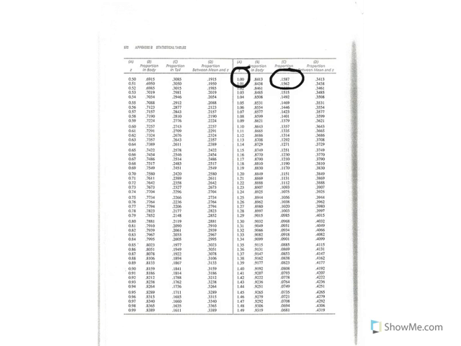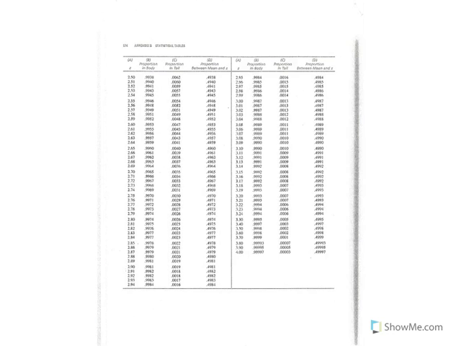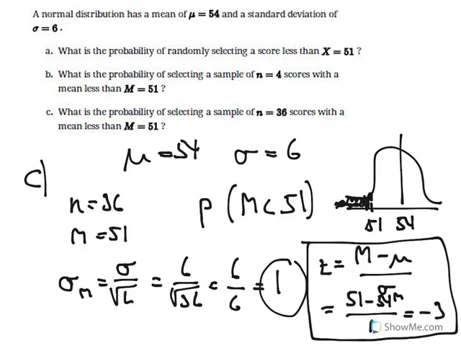Now we look it up. z-score of -3. We are again looking for the proportion in the tail. z-score is right here. Proportion in the tail is 0.0013. So the probability of selecting a sample when we have 36 scores with a mean less than 51 is 0.0013.